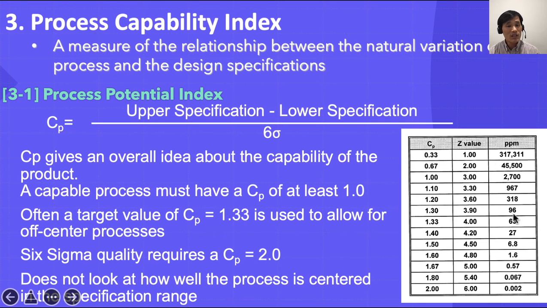But it does not look at how well the process is centered in the specification range. It does not take the design specification into consideration. It just looks at, out of the specification, how well it is performing. So that's what it tells you. Six Sigma quality is Cp equals 2.0. At that time, sigma is 6, and you have only about 0.002, or 3 or 4 defects per million products or services.